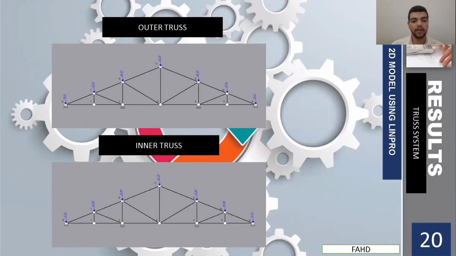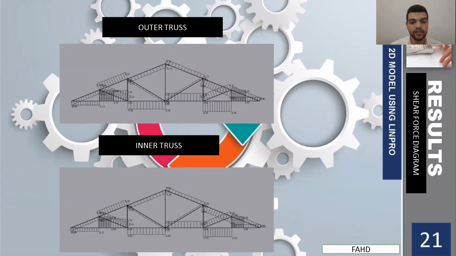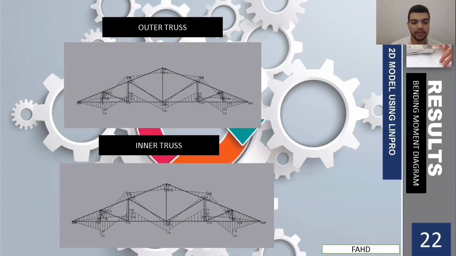This is the 2D model for our truss system that we drew using LimPro software. As you can see, on the top is our outer truss and on the bottom is our inner truss. And here is our shear force diagram for the outer truss and inner truss. And here is our bending moment diagram for both the outer truss and inner truss.